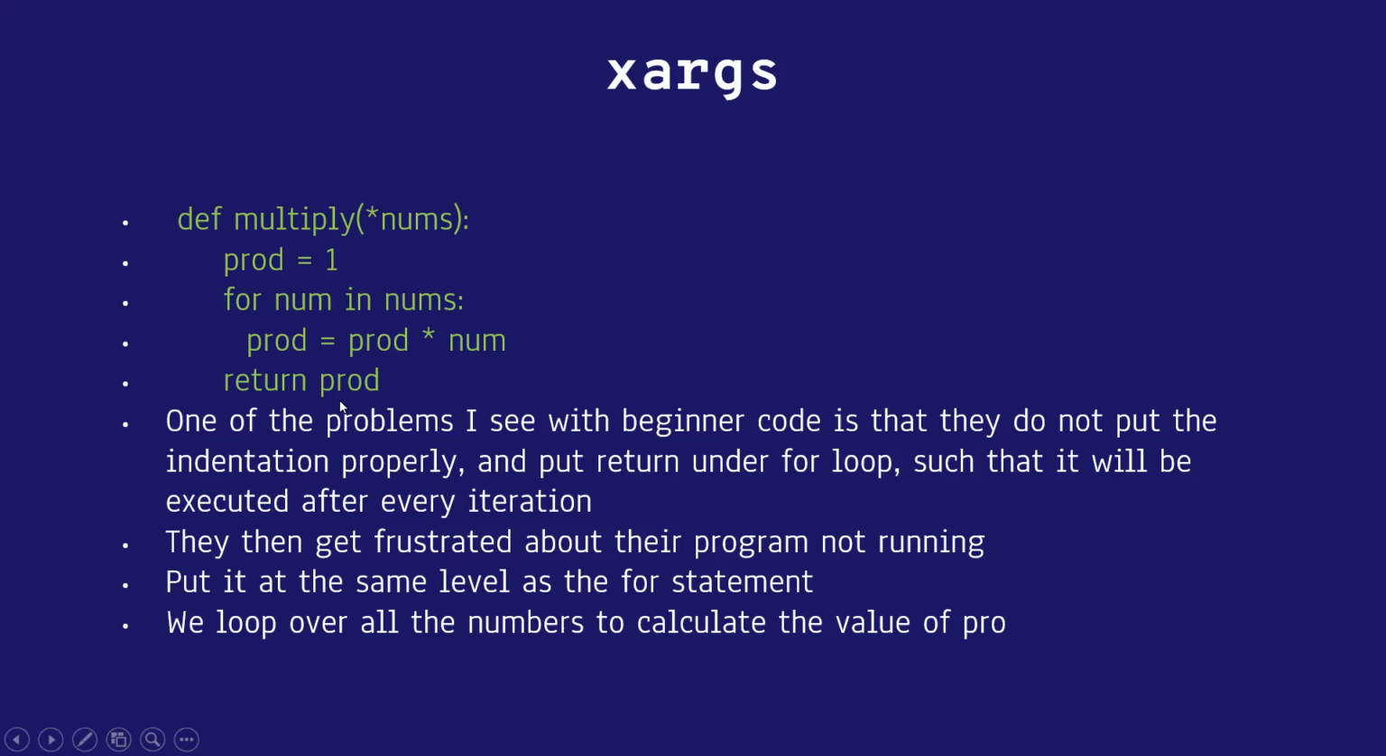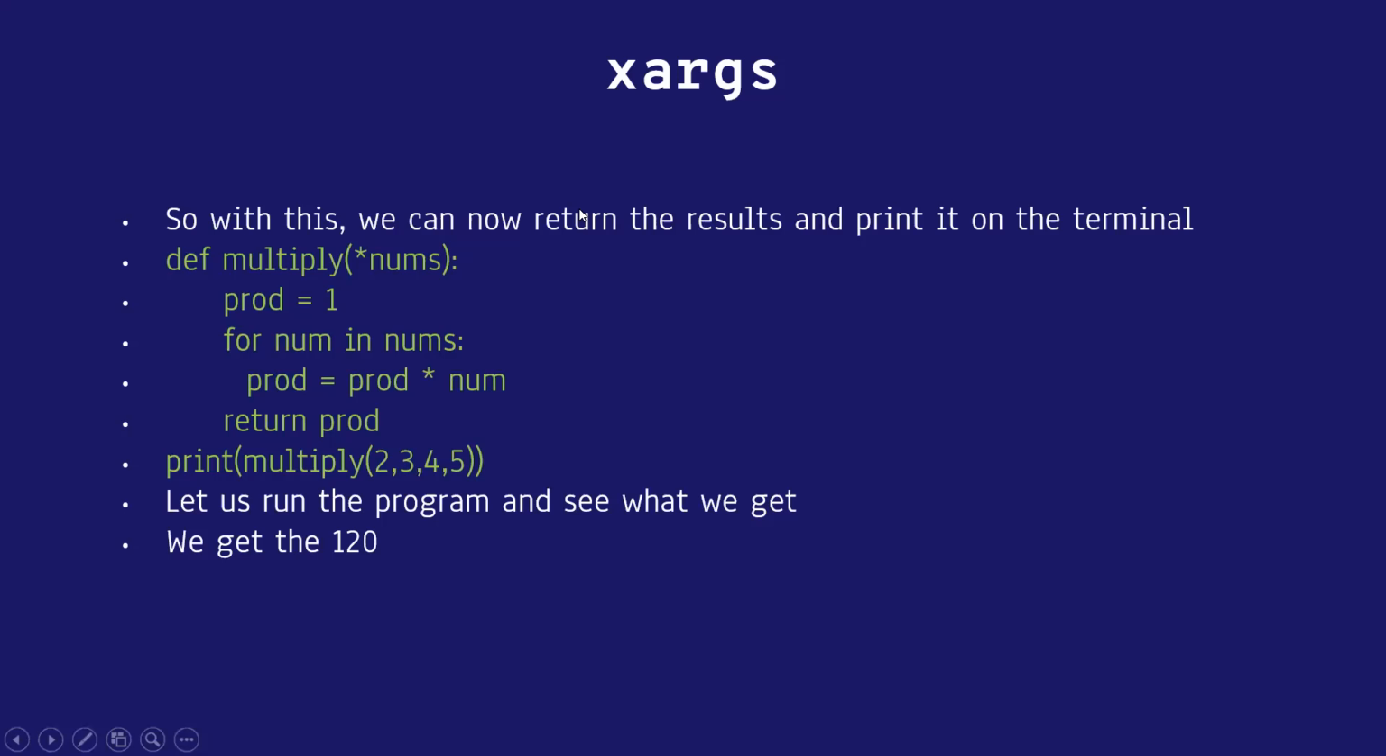Then you return product. One of the problems I see with beginner code is that they do not put the indentation properly and put return under the for loop, such that it will be executed after every iteration. They then get frustrated about their program not running. Put it at the same level as the for statement. We loop over all the numbers to calculate the value of prod. So with this, we can now return the result and print it on the terminal.